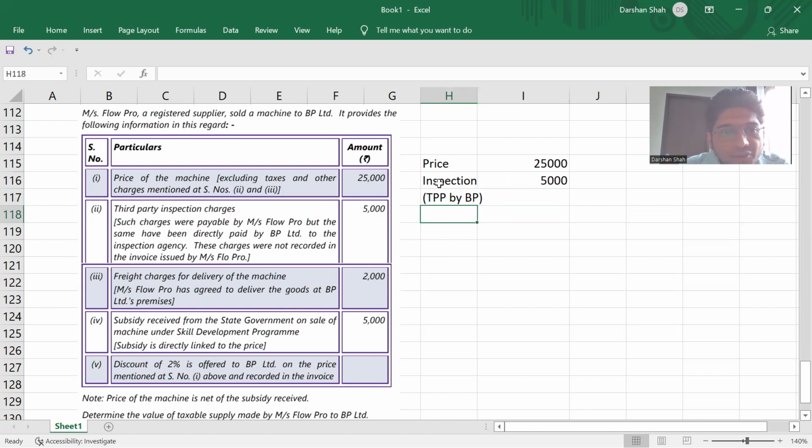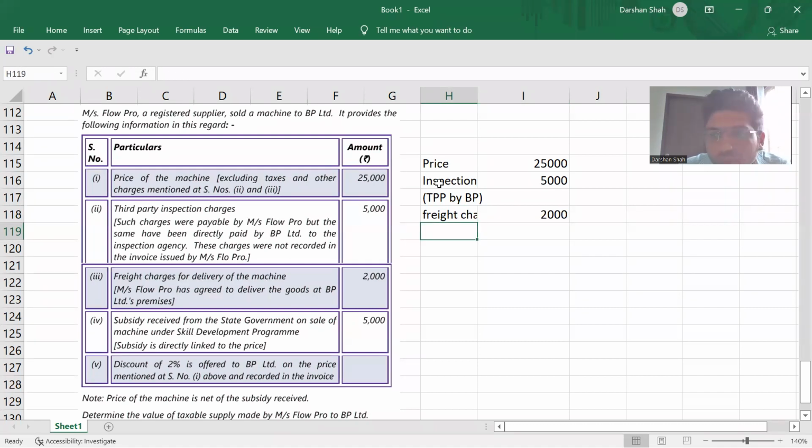Okay. Then freight charges for delivery of the machine. It is for the delivery at time of delivery. That also we'll have to include. So any charges up to the point of delivery, right? That has to be included. So freight charges also I'm including. Freight charges is 2,000. Okay.